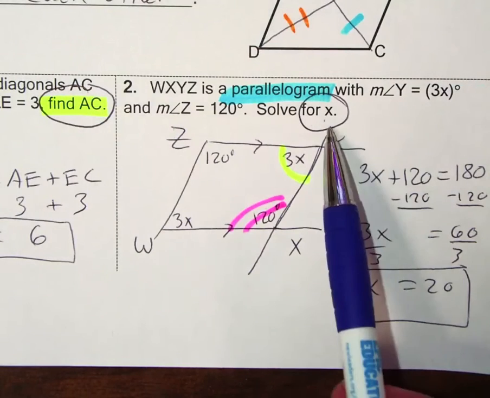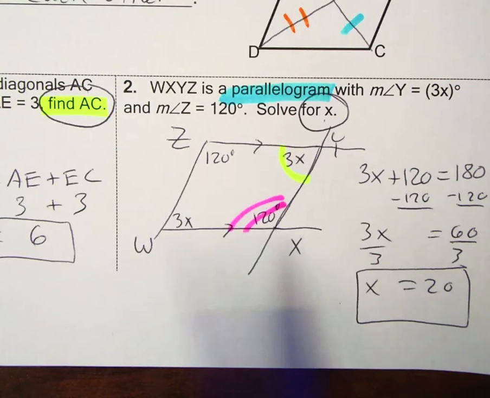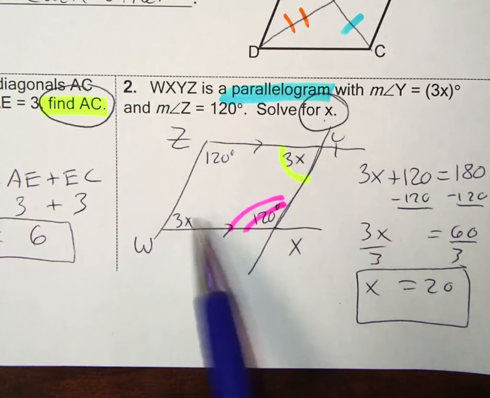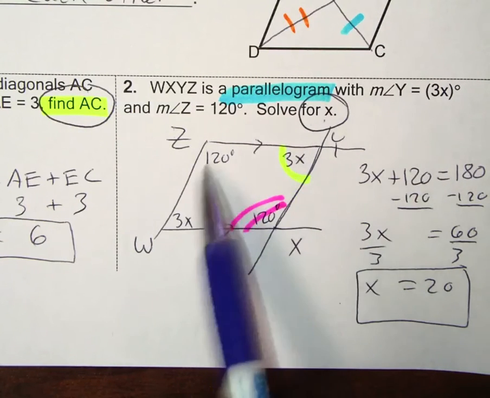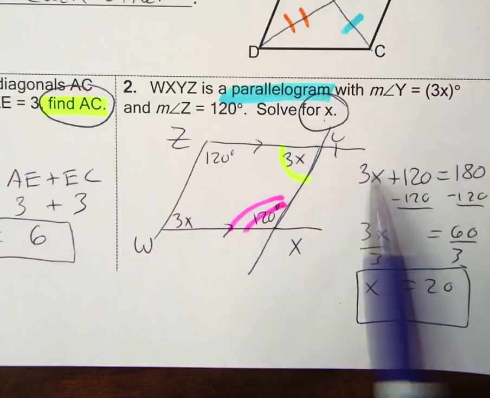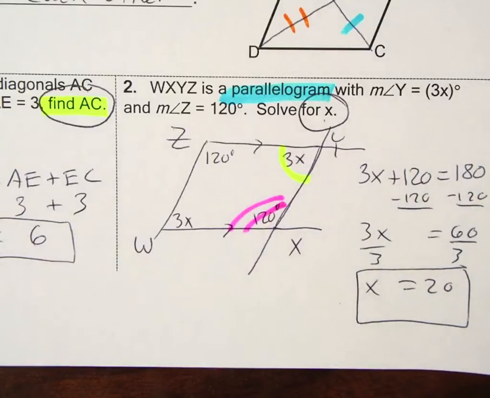So remember, find your find. Look for a keyword and sketch a picture. Mark it up and annotate. Figure out the relationship you need from your notes. Get that equation and solve. Good luck.